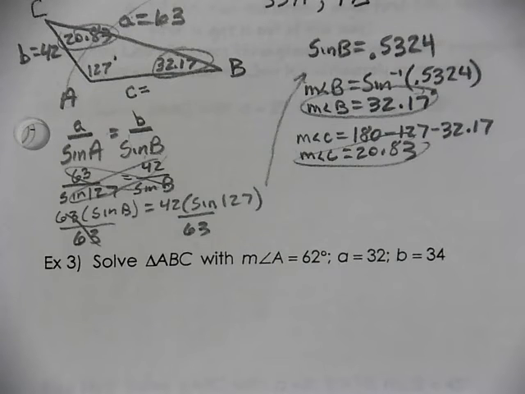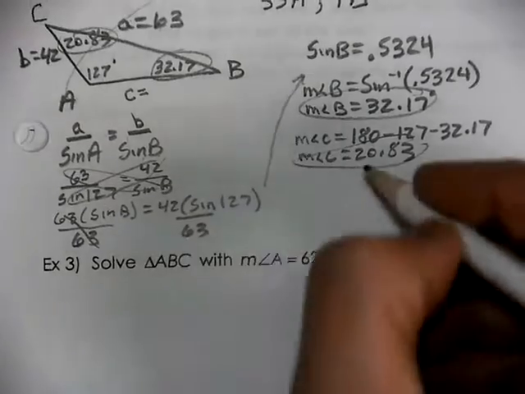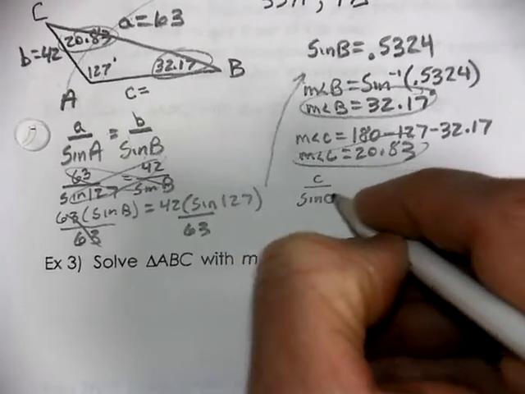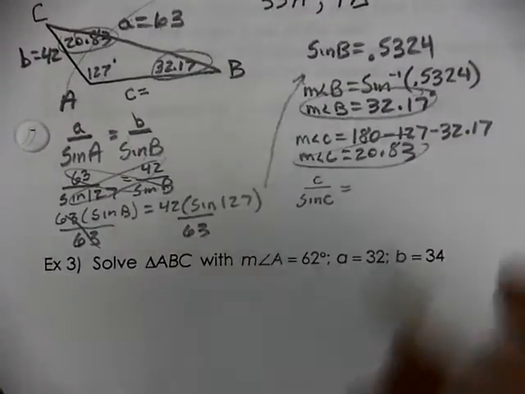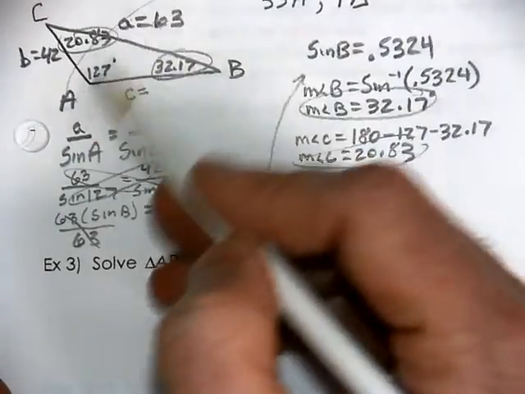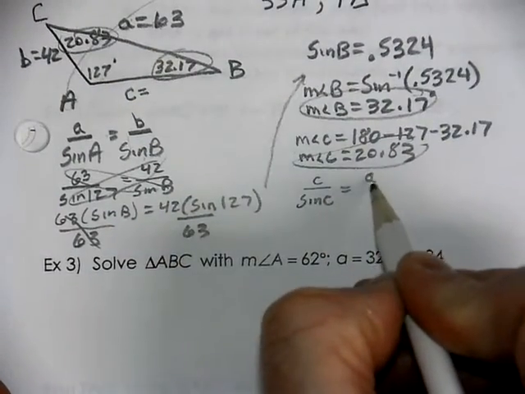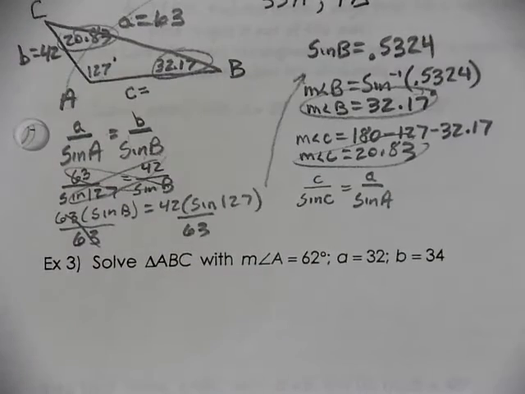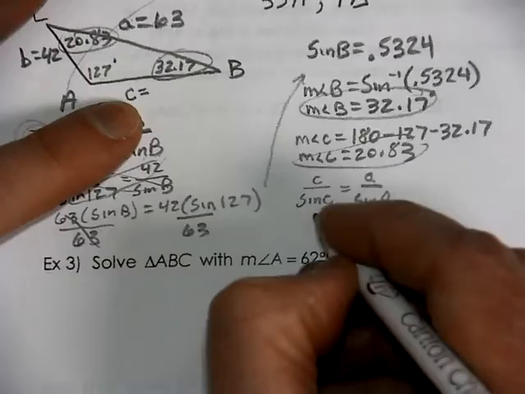So what do we have to solve for now? Side C. So we do this one more time. If we're solving for side C, of course, we're going to need to use the fraction with C. And since we had both bits of information for A, we're going to use the fraction with the A. This is law of sines. We plug in our numbers.